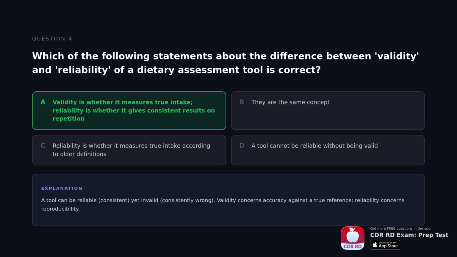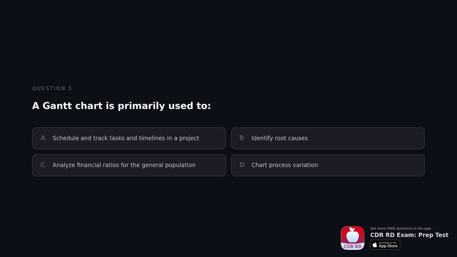The correct answer is, validity is whether it measures true intake. Reliability is whether it gives consistent results on repetition. A tool can be reliable (consistent) yet invalid (consistently wrong). Validity concerns accuracy against a true reference. Reliability concerns reproducibility.